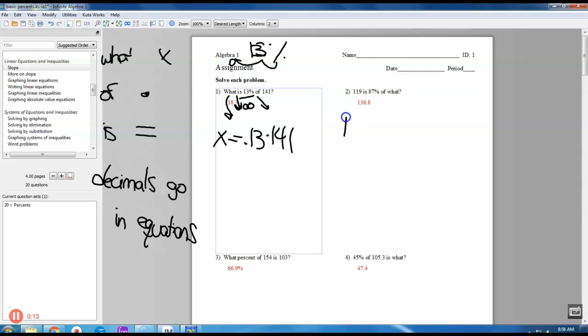Like in number 2, 119 is 119, then the word "is" means equals, 0.87, because I got to make it into a decimal. "Of" means times, and then "what" is what we're looking for, so that's X. And you got to get X by itself, right? Right now X is being multiplied by 0.87, so I'm going to divide by 0.87. And then whatever that is, that's my answer. Does that make sense? Fair enough.